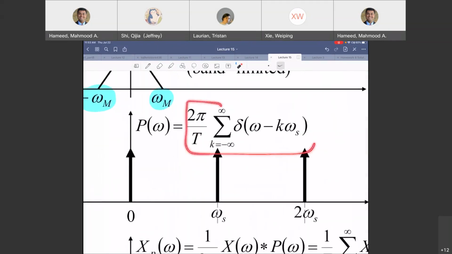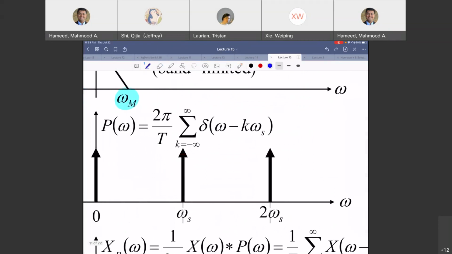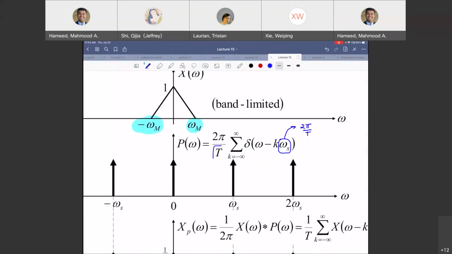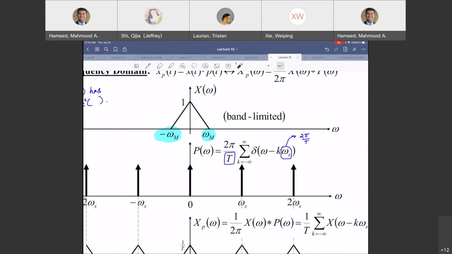So I'm just using it over here, where omega s is what? 2 pi divided by T, right? So T is right here. I'm calling the separation of those impulses omega s, 2 omega s, minus omega s, and so on. So another impulse train in frequency, where omega s is 2 pi divided by T, T is your sampling time, and omega s is your sampling frequency, right? So when you convolve this with this, what do you get?